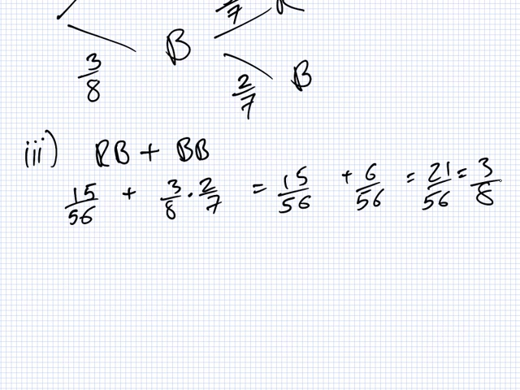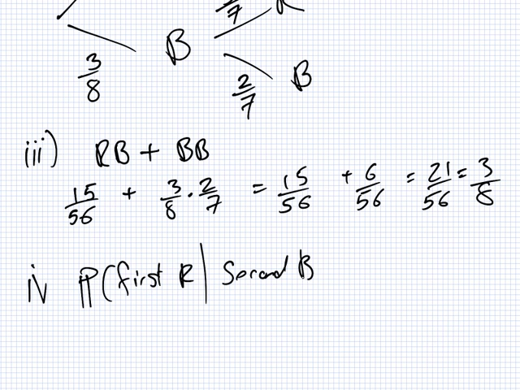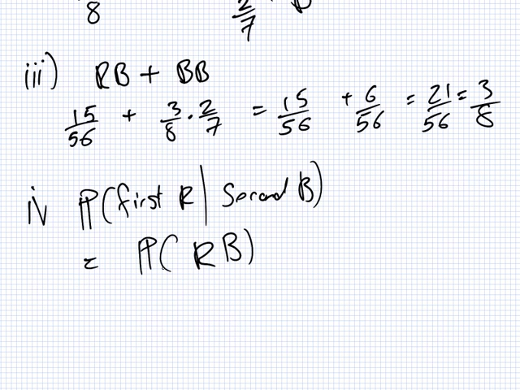Now, the last part here is getting more interesting. Find the probability that the first is red given that the second is blue. So the probability that the first is red given that the second is blue. That's the probability of getting a red blue. Well, that the first is red and the second is blue, divided by what? That the second is blue.